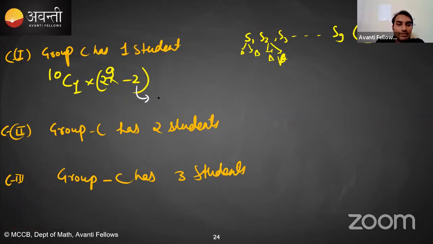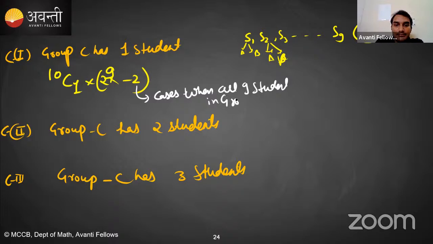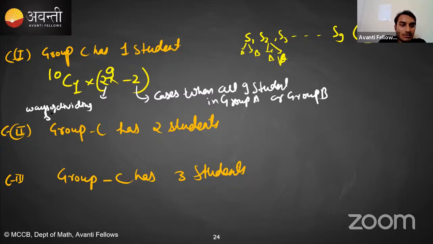So what is this? Cases when all 9 students are in group A or group B, right? What is this 2 raised to the power 9? Number of ways of dividing each student between two groups. Ways of dividing each student in two groups. Clear? Yes or no?